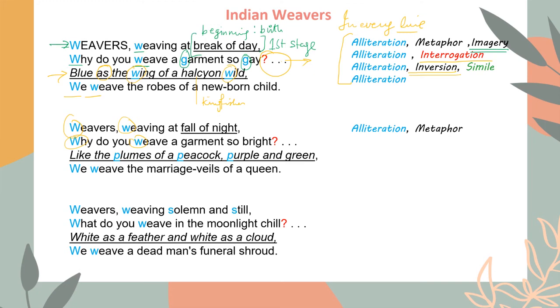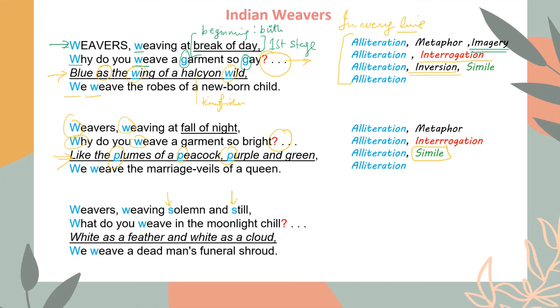Now in the previous line, like the plumes of a peacock, purple and green, there is an alliteration because letter P is repeated thrice in the same line, and because of the use of the word like, there is a simile. Now we move on to the third stanza. Again letter W and letter S are repeated in the line to bring about the poetic beauty.